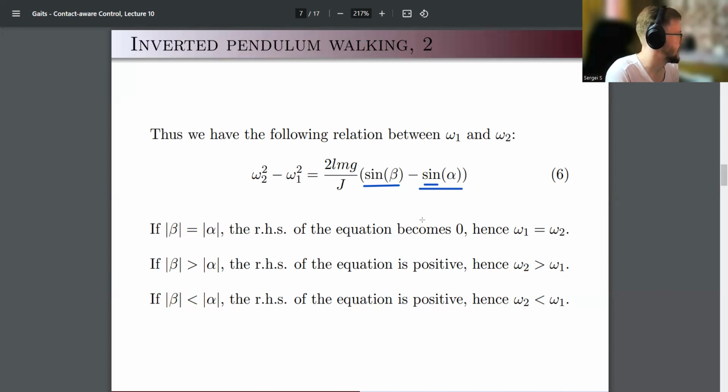If beta is bigger than alpha, then sine beta would be bigger than sine alpha, right? I don't make a mistake here, right? Then this would be a positive number, and that means that this guy would have to be bigger than this guy. So omega 2 would be bigger than omega 1.